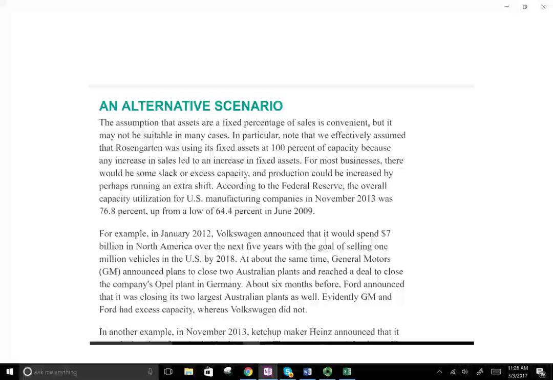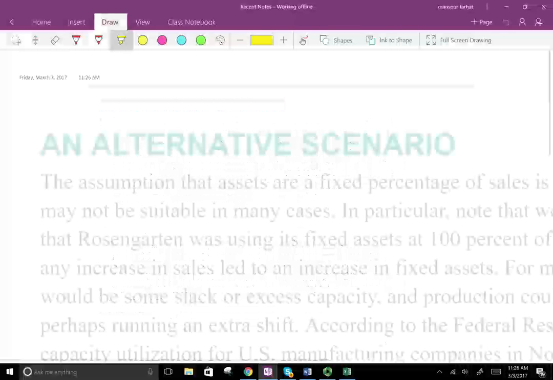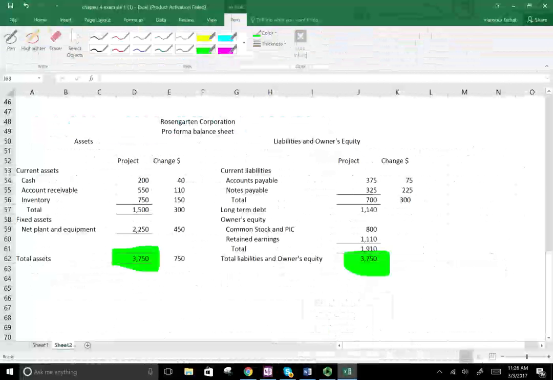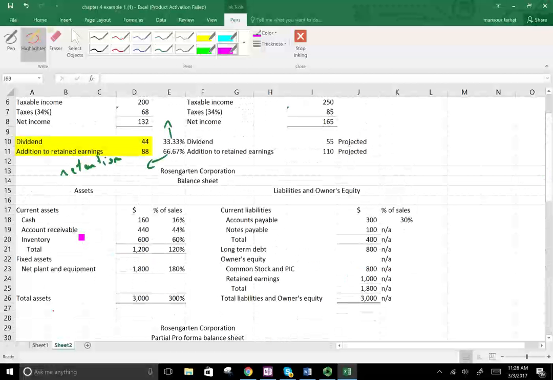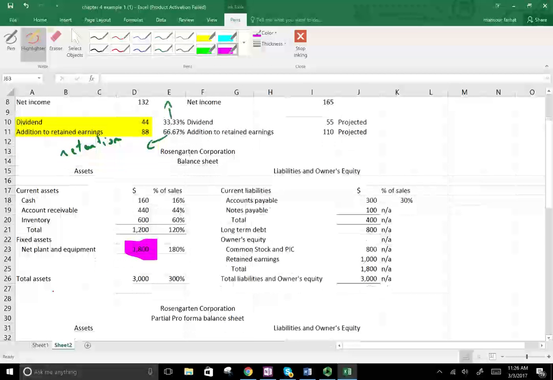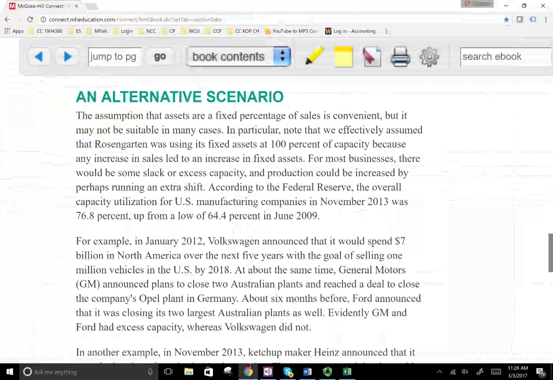Okay, so what did we assume here? We make a lot of assumptions. Let's talk about the assumptions. One thing is fixed asset. You remember this account here, fixed asset. Let me just scroll up here. When we started, fixed asset was 1,800, and we said it's 180% of sales. So this is one assumption we made. So let's talk about this assumption.